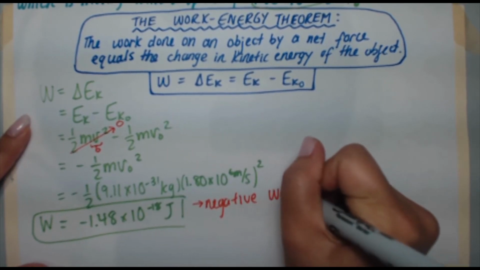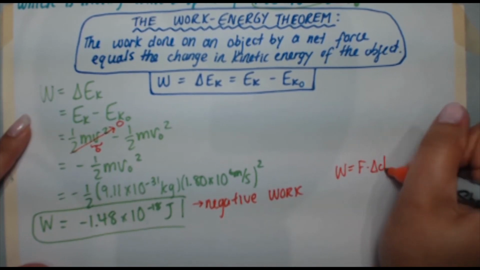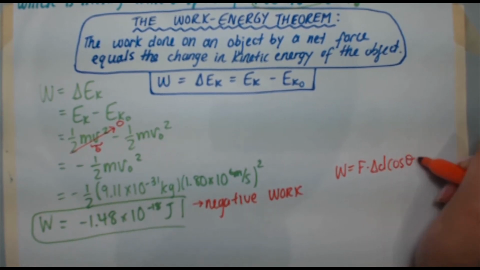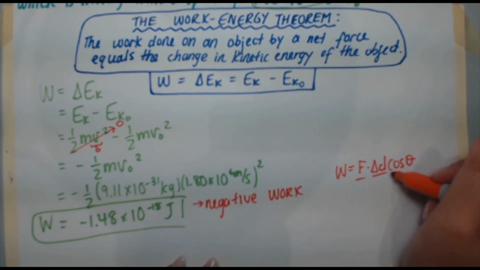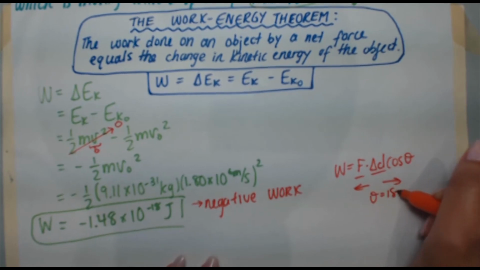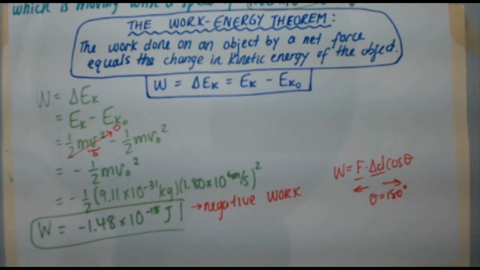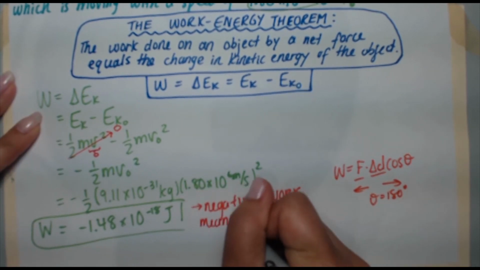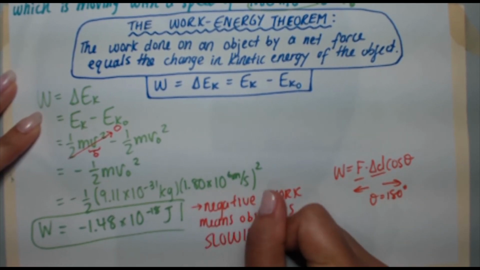Remember that work just means force times distance, right? That's another way you can calculate it. So times cosine theta, right? Theta is the angle between the distance and the force. Now if they're going in opposite directions, like one's going that way, one's going that way, theta is 180. And we know that the cosine of 180 is minus 1, so it becomes negative. They're opposing each other. So negative work means the object is slowing down.